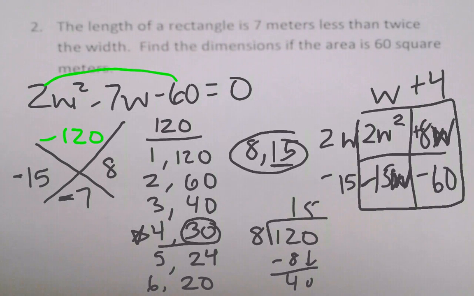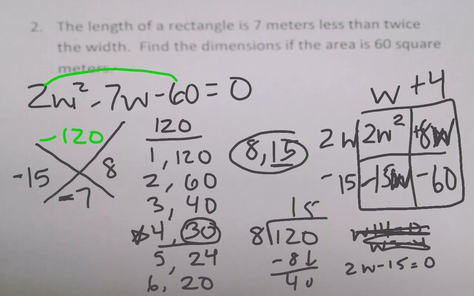So let's think about solving this. W plus 4 equals 0, and 2W minus 15 equals 0. If I subtract 4 from the first one, I would get W equals negative 4. But can I have a negative width? No, so I have to cross that one out. Then for the next one, I need to add 15, so 2W equals 15, and divide by 2, so W equals 15 divided by 2.